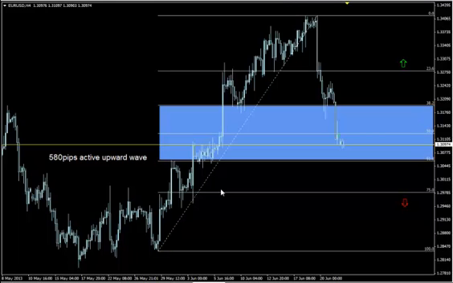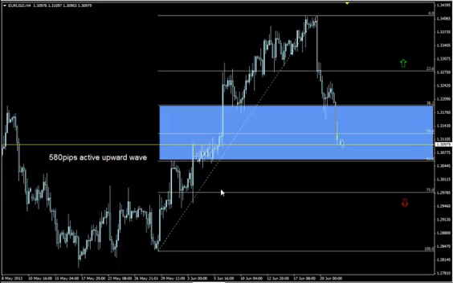The first rule for the trade setup to be followed, to be executed, is that we must have a last active wave. Here is our last active wave, bigger than 150 pips. Our last active wave, this upward move, was 580 pips, pretty huge, and that shows that there is a huge profit potential also.